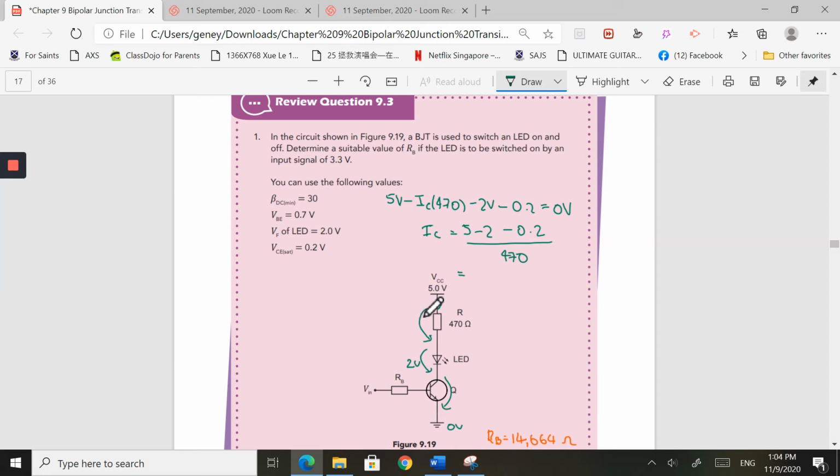And you find out that after pressing your calculator, this will give me 6 milliamps. Okay, so I know that I have 6 milliamps flowing down as the IC, the collector current. So this is where I tell you why I want to find out what's happening on this branch. You want to know what value is here, so why are you going to find it?